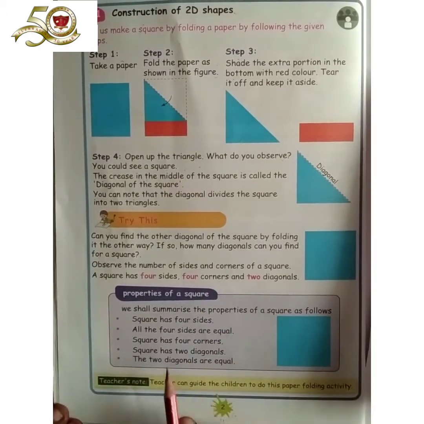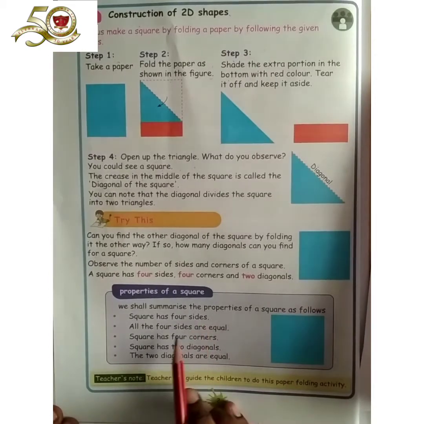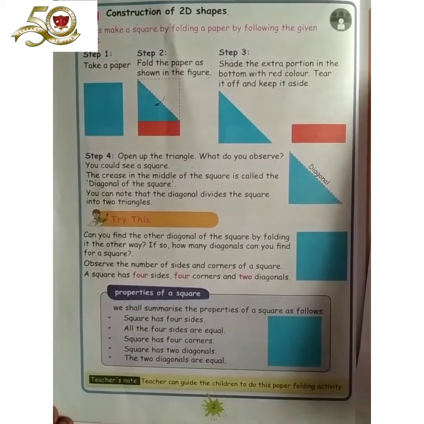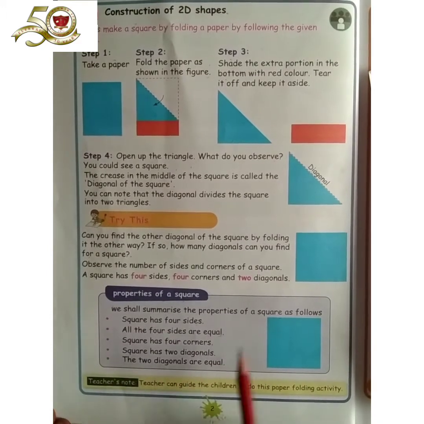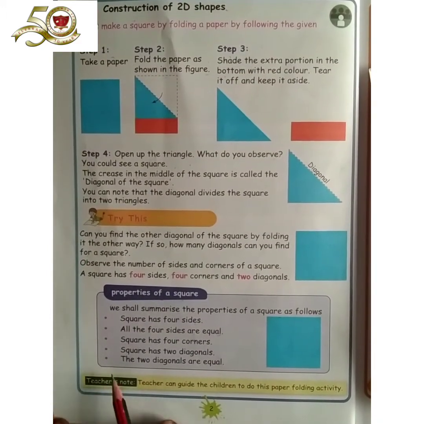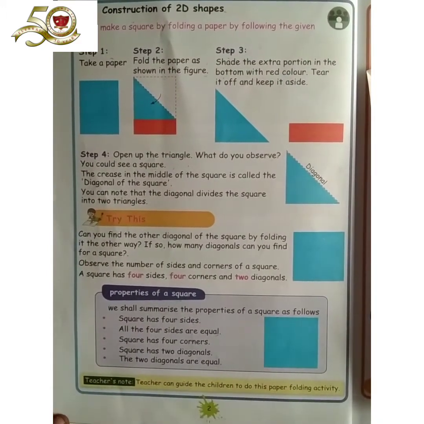And the properties of a square: a square has 4 sides, and all the 4 sides are equal. In a square, all the 4 sides are equal. A square has 2 diagonals, and these 2 diagonals are also equal.